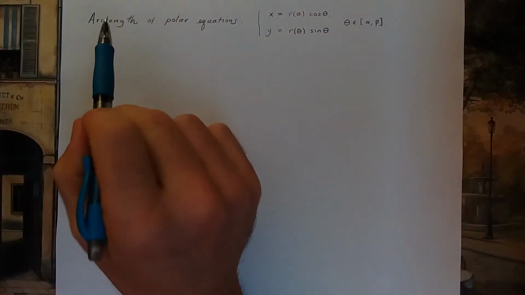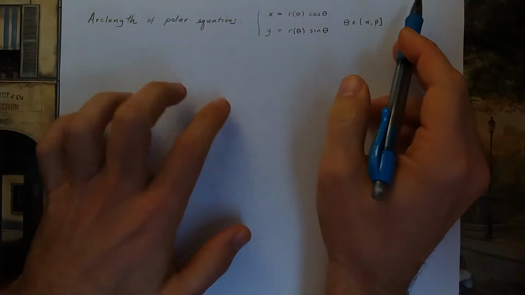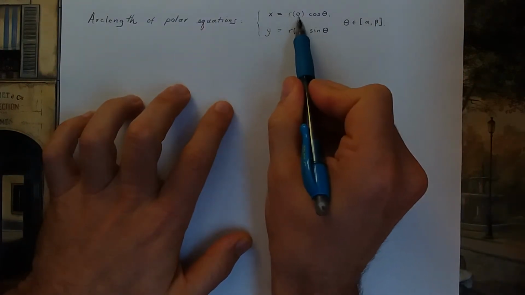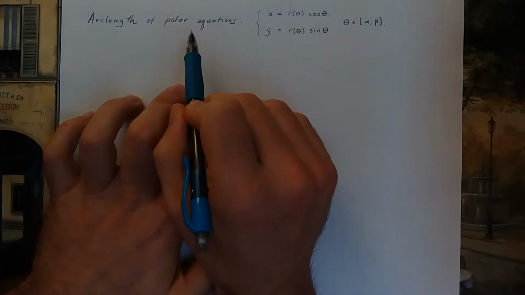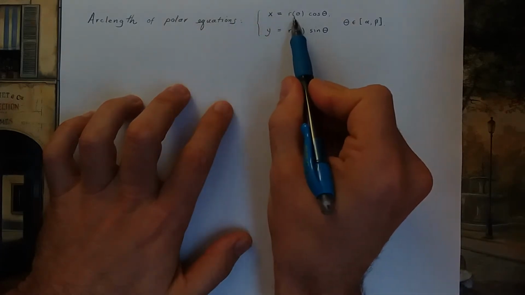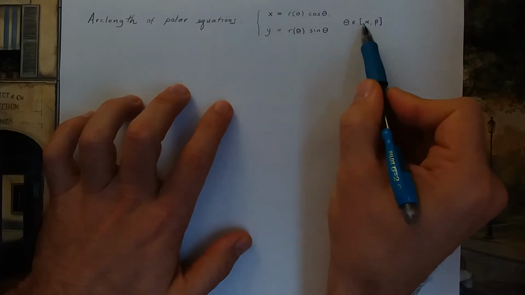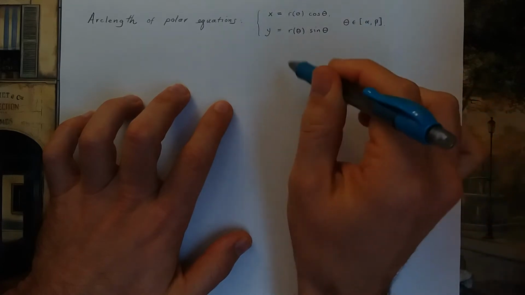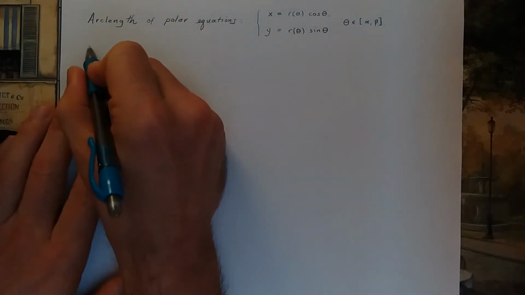Let's do an example of finding arc length of polar equations. So if we have a polar equation, r is a function of theta, then we actually have a special case of parametric equations. x is r cosine theta, y is r sine theta. So if theta is ranging between alpha and beta, then I could find the length of the polar curve, the arc length.